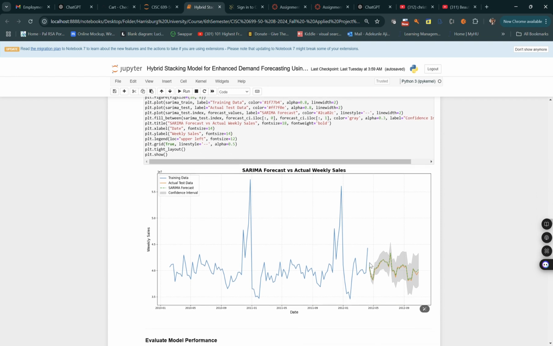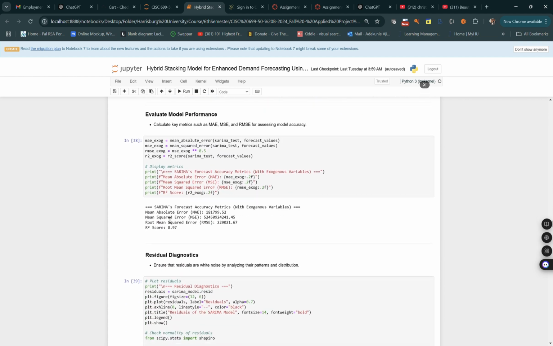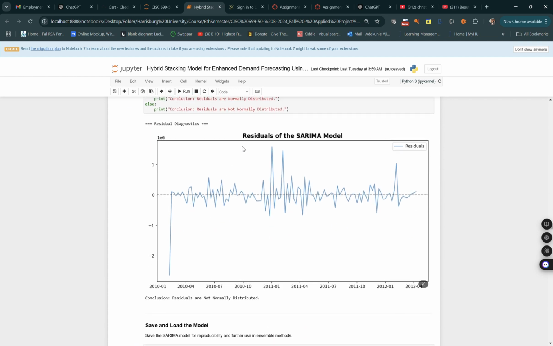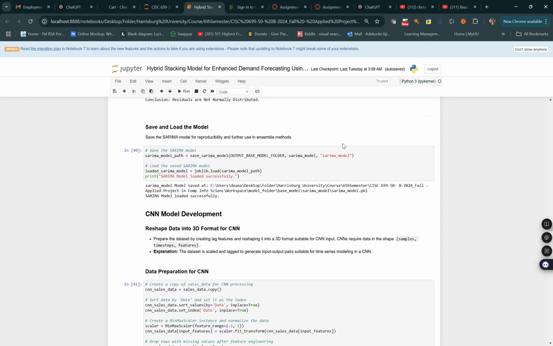And if you can see, it is actually now close. It's very close, just slightly off, and it follows the trend, which shows that SARIMA actually performed well with a 0.97 R-squared score. And here are the mean absolute error, mean squared error, and root mean squared error. So we check the residuals of the SARIMA model. Then we'll go back to this.